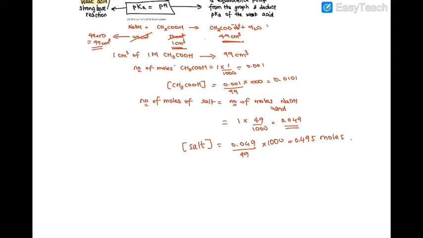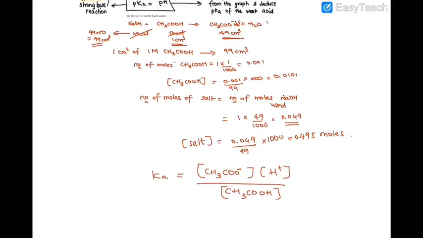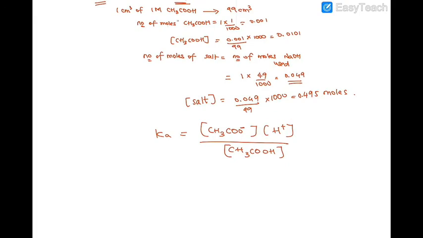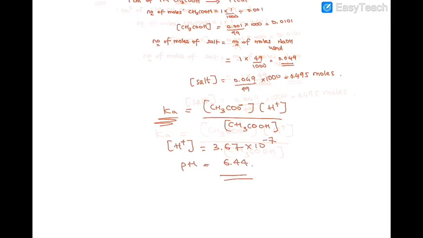Now, based on the expression, we know the value of Ka. From the pKa, you can get the Ka. And then the concentration of the salt has been found, and the concentration of the weak acid has been found. So from this, you can get the concentration of H+, and from the concentration of H+, you can get the pH value.